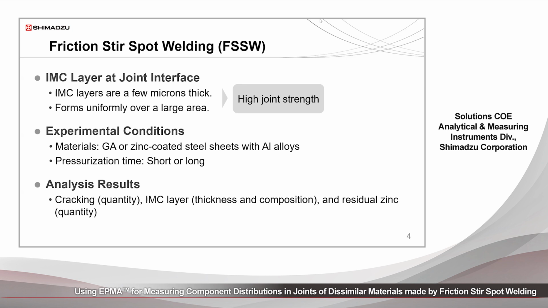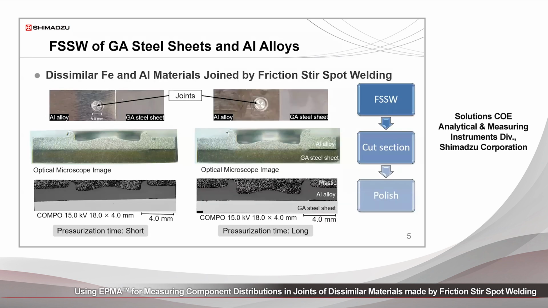Pictured here is a friction stir spot weld of aluminum alloy with a sheet of galvanneal steel. The left column represents the short pressurization time, and the right column represents the long pressurization time. As you can see, a button-like indentation is made as a result of the welding process. In addition, there is a burr-like protrusion which is around the perimeter of the button.